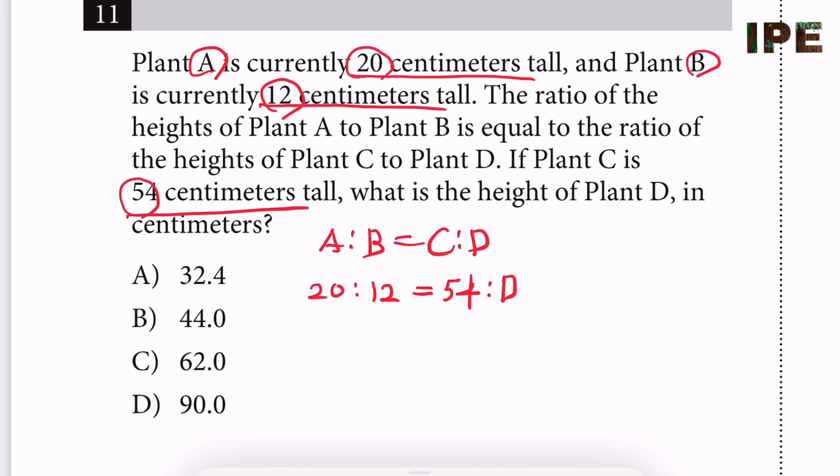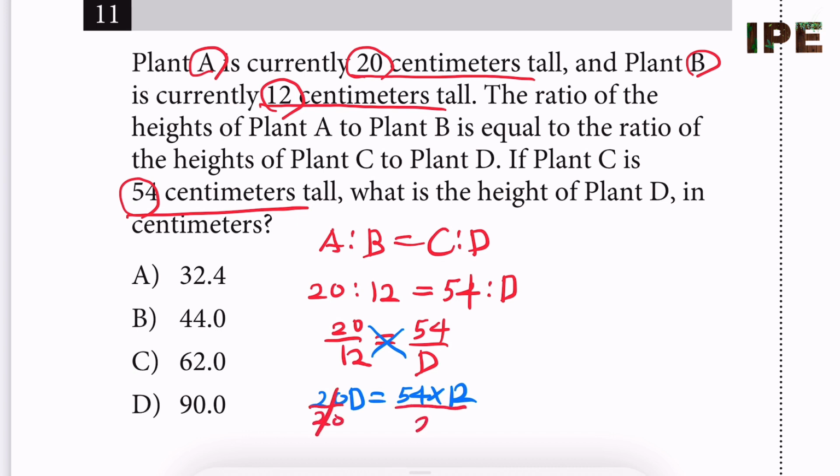I told you that you can change the ratio to a fraction. So A to B is A over B, so it's 20 over 12. That must be equal to 54 over D. And then you can use cross multiplying. So 20D is equal to 54 times 12. And then divide by 20 to find D. So 2 times 10, 2 times 6, then 2 times 5, 2 times 3. Okay? So that is 162 over 5, so 32.4.